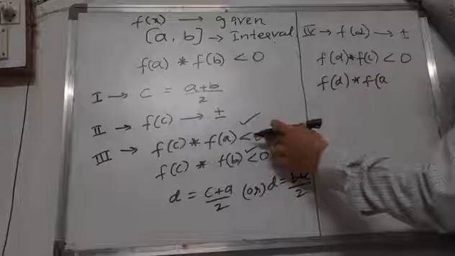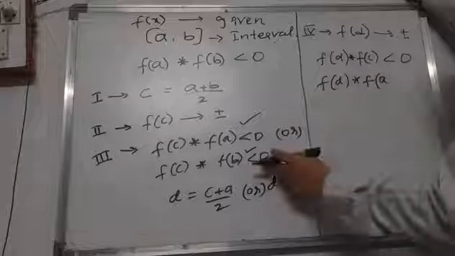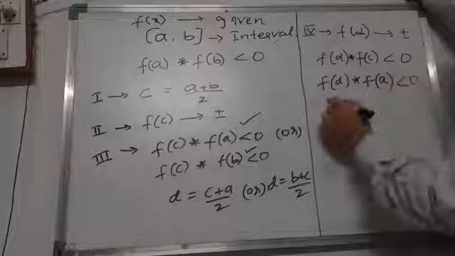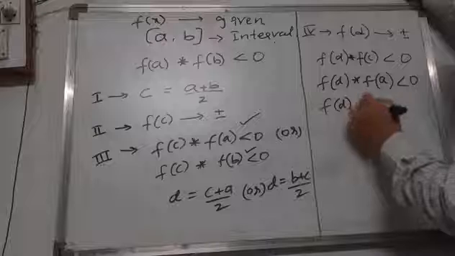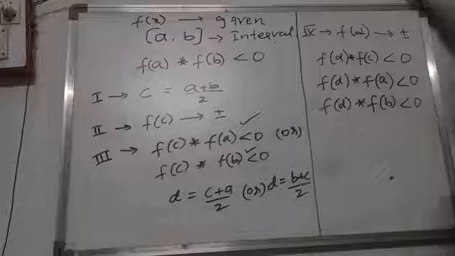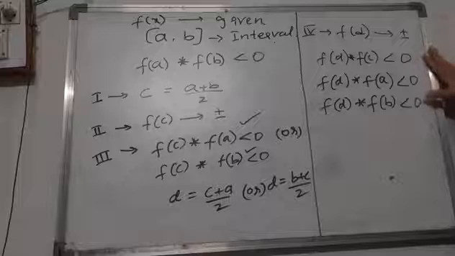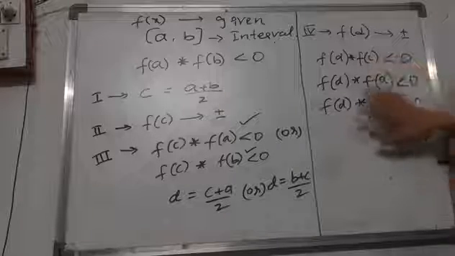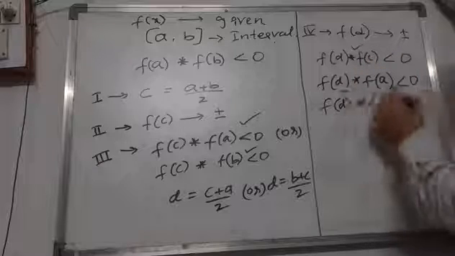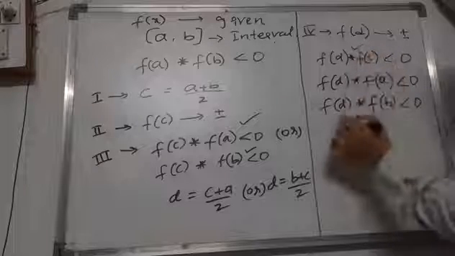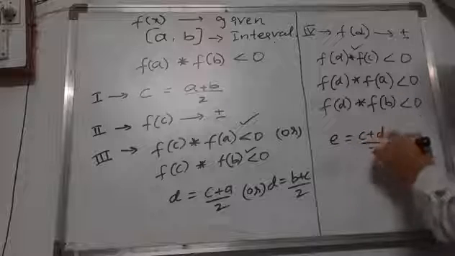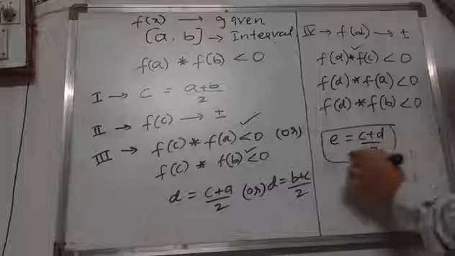If this is correct, f of a you have to take here. If this is correct, f of b we have to take here. So we have to check with these results, whether f of d into f of b is less than 0 or not. Then if any of these is correct, you again have to find the midpoint, (c plus d) by 2, another root here.